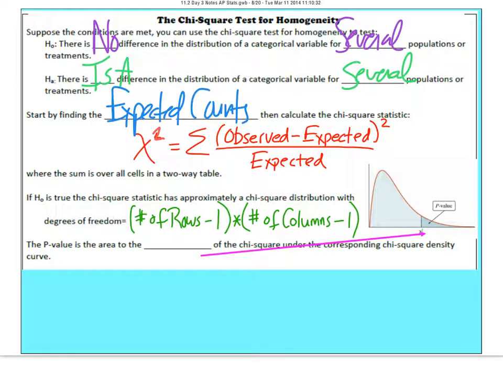If you have those, then you can actually calculate the chi-square statistic using the formula from before: observed minus expected, squared, over expected, and you add it up for every single cell or observation. Now, when you find the p-value using your chi-square statistic, remember you have to find your degrees of freedom. For this test, your degrees of freedom is going to be your number of rows minus 1 times your number of columns minus 1. And then for the graph, the p-value is the area to the right of the statistic underneath the chi-square density curve.